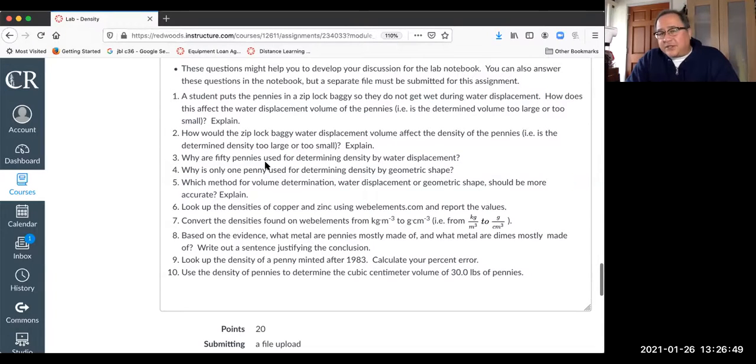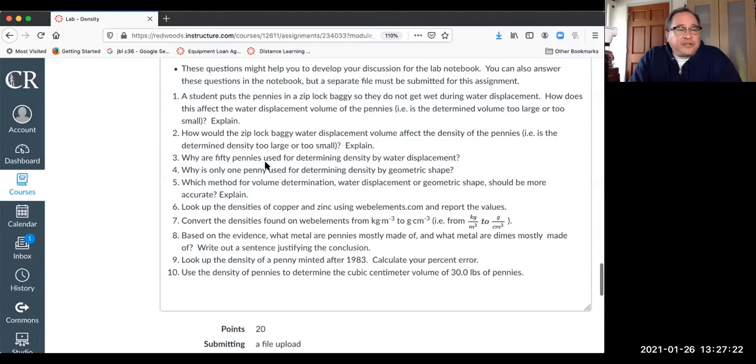So if we look at question number 1, a student puts the pennies in a Ziploc baggie so they do not get wet during water displacement. This is a true story. How does this affect the water displacement volume of the pennies? I.e., is the determined volume too large or too small? You know, for me, I would say, well, the baggie itself must have some volume. So I'm getting the volume of the pennies and the baggie. And therefore, the volume I'm getting is too large if I think it's just the pennies.